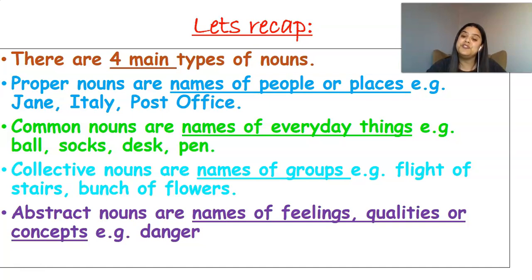Abstract nouns are names of feelings, qualities, concepts. For example, danger.